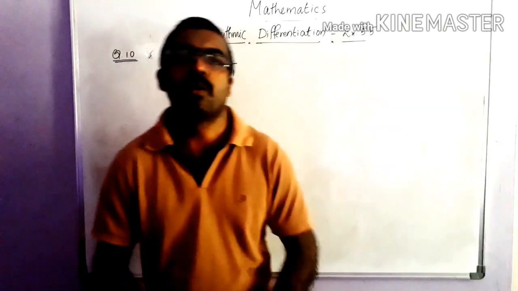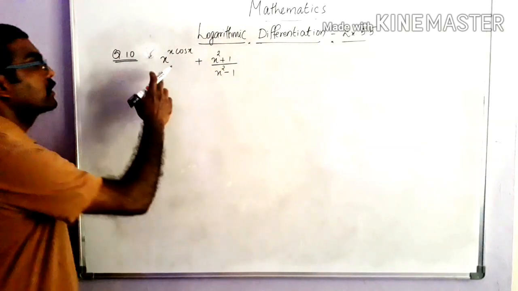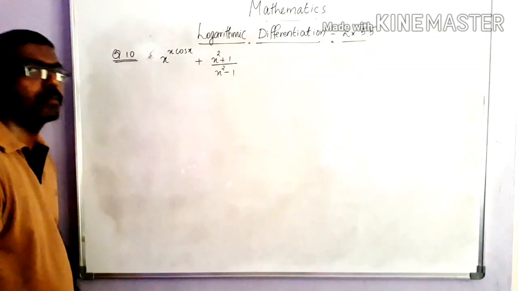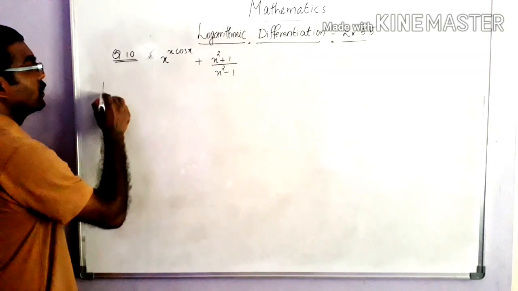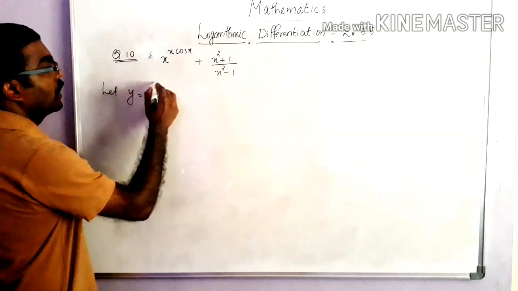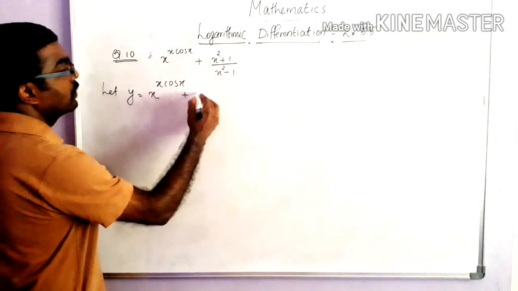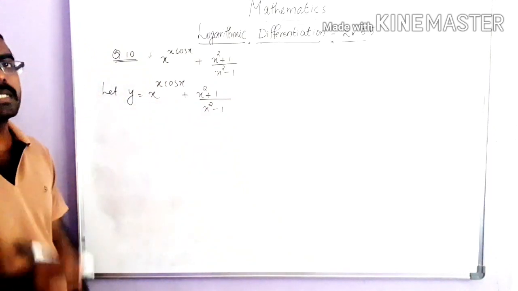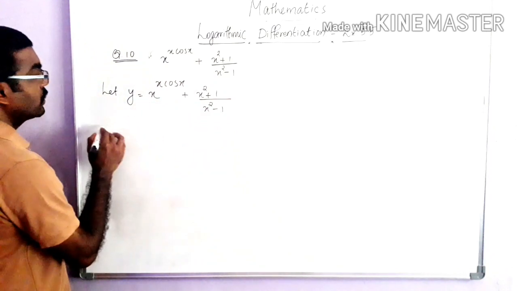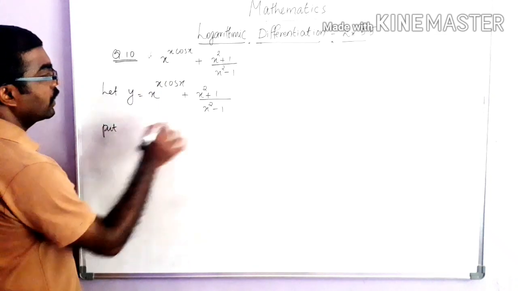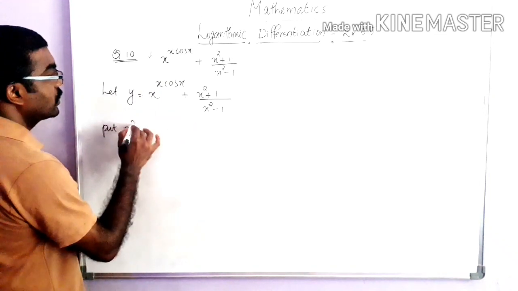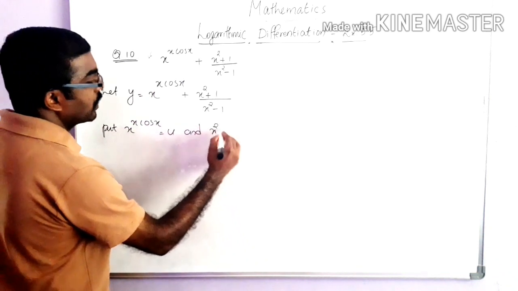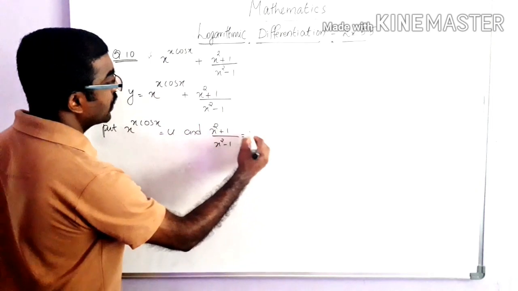Understood? Now we move on to question number 10, and it is x raised to x cos x plus x square plus 1 divided by x square minus 1. So let y is equal to x raised to x cos x plus x square plus 1 divided by x square minus 1. So as in the previous question, we can substitute the first term as u and the second one as v, that is put x raised to x cos x is equal to u and x square plus 1 divided by x square minus 1 is equal to what? V.